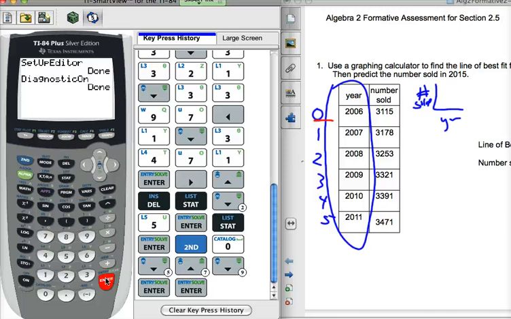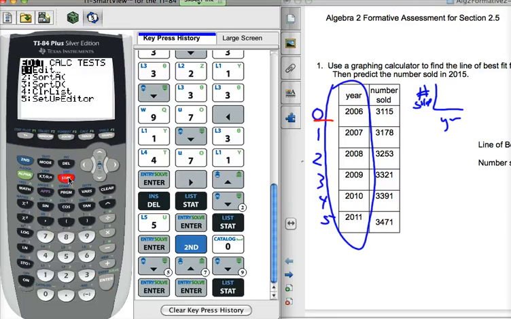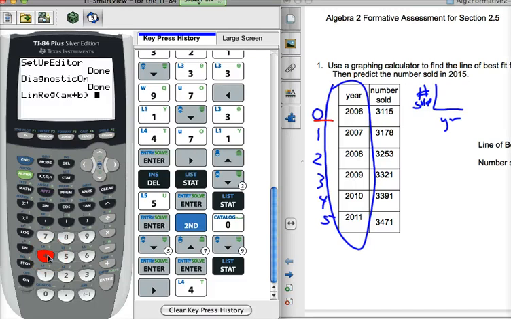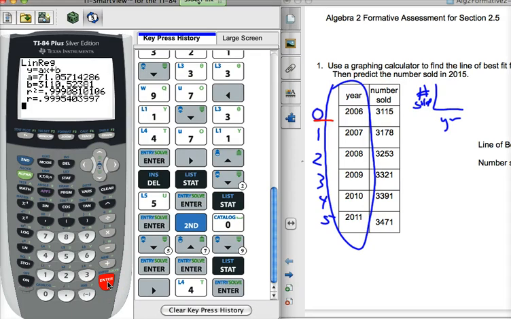Okay, so I've got numbers in a list. Now I want to come up with an equation. So I'd hit stat, arrow to calc, and then number 4. Now I can just hit enter right now and I'd get an answer. My answer would use whatever was in L1 and L2, which would be good in this situation. You can see that I've got y equals ax plus b instead of mx plus b. So a is my slope. My slope is approximately 71, and b is my y-intercept, which is approximately 3,110.5.